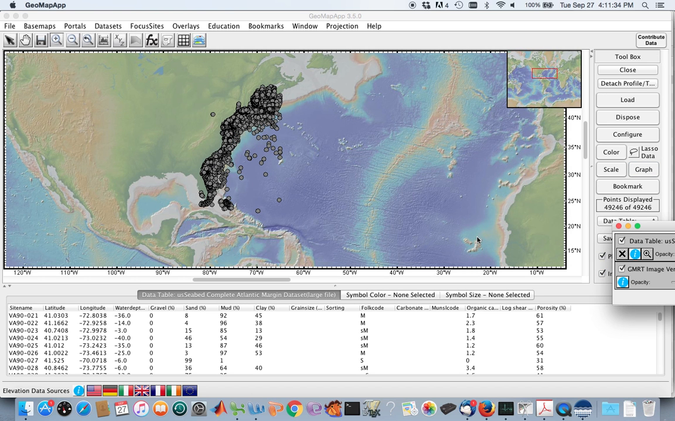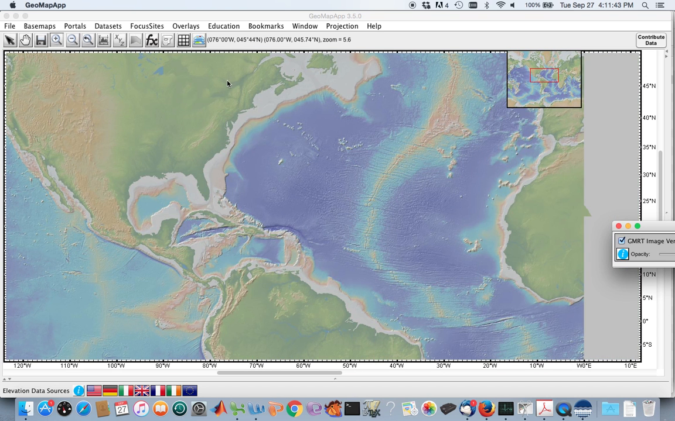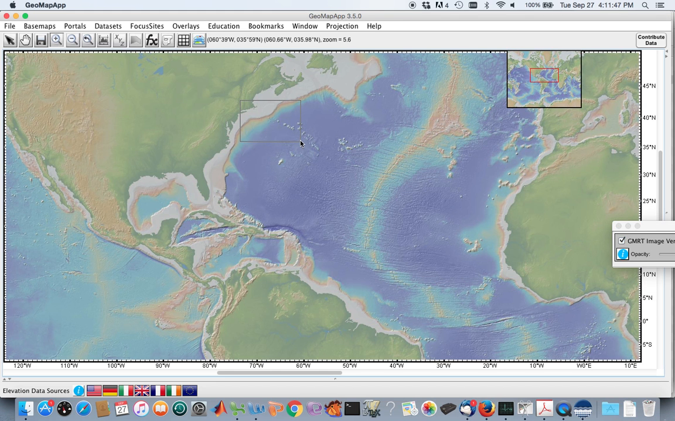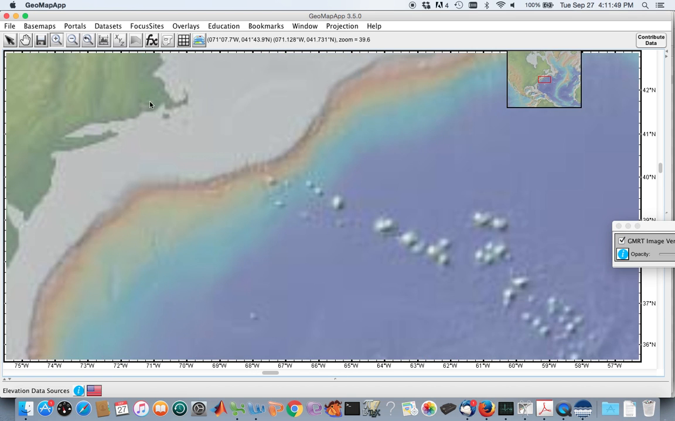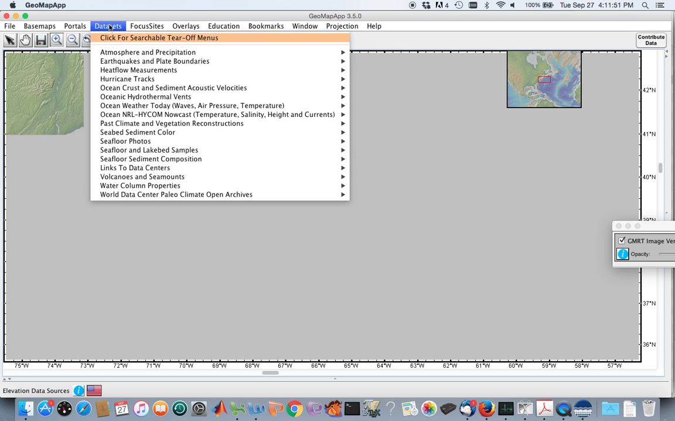Okay. And finally, we're going to look at some photos of the deep sea floor. We'll actually look at some photos of some submarine canyons. And hopefully they come up. Sometimes there are issues with the photos loading. So let's see what happens.